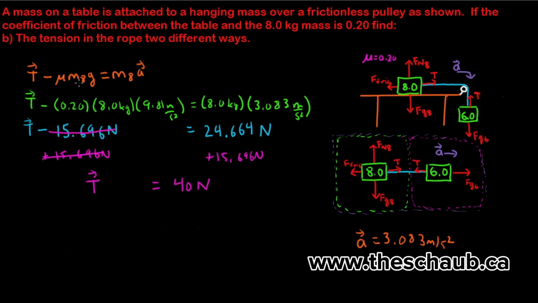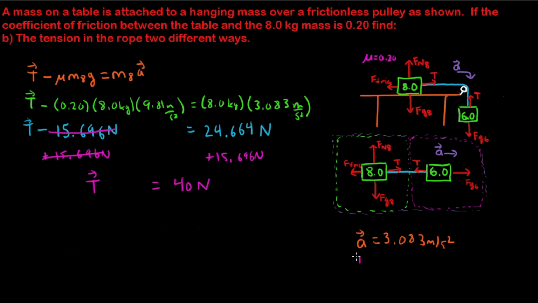And this is our answer to part B. The tension in the rope is 40 newtons. Let's add this down here. Tension is equal to 40 newtons, and we'll solve it using the pink system to confirm our answer.